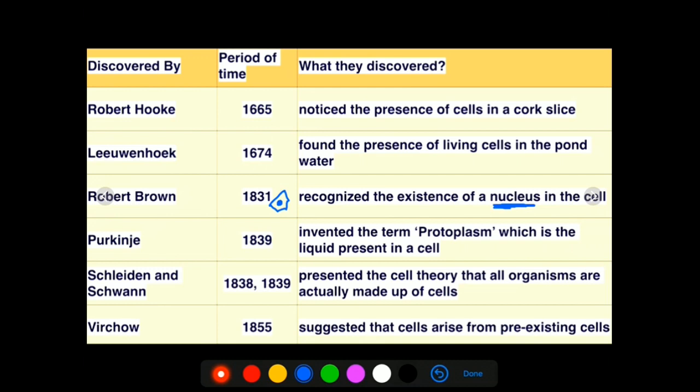Purkinje in 1839 described that the inner part of the cell is protoplasm. Whatever is present inside the covering, plasma membrane or cell wall, was protoplasm. In 1838 and 1839, when many slides were made and many organisms were seen, all of them came to the conclusion that all organisms are made up of cells. This was presented as cell theory by Schleiden and Schwann. Virchow in 1855 suggested that new cells come from pre-existing cells. Cells which were already present can give rise to a new cell.